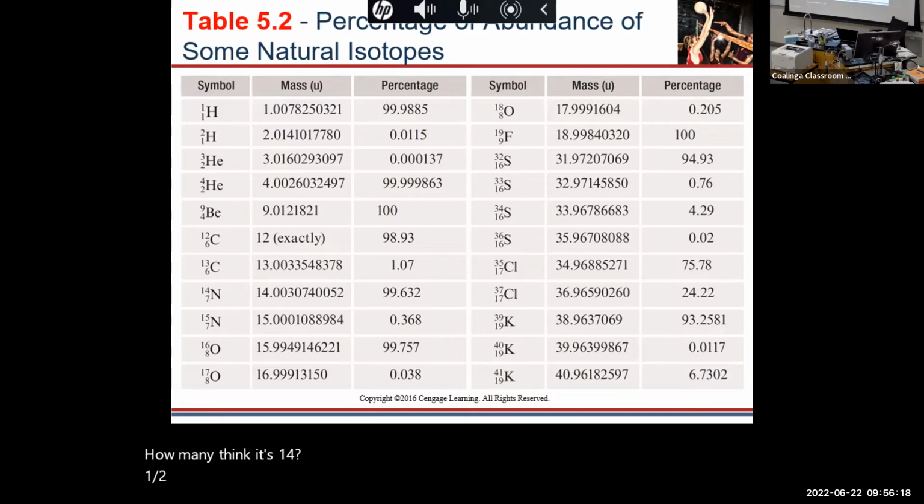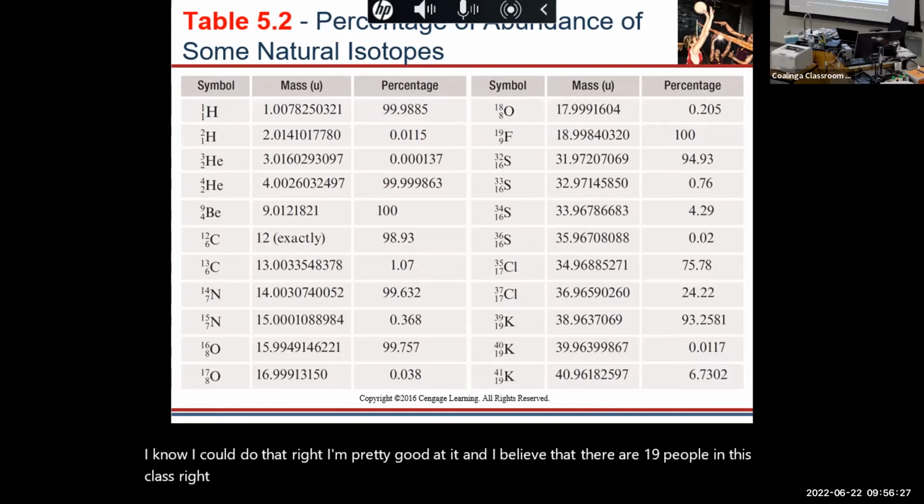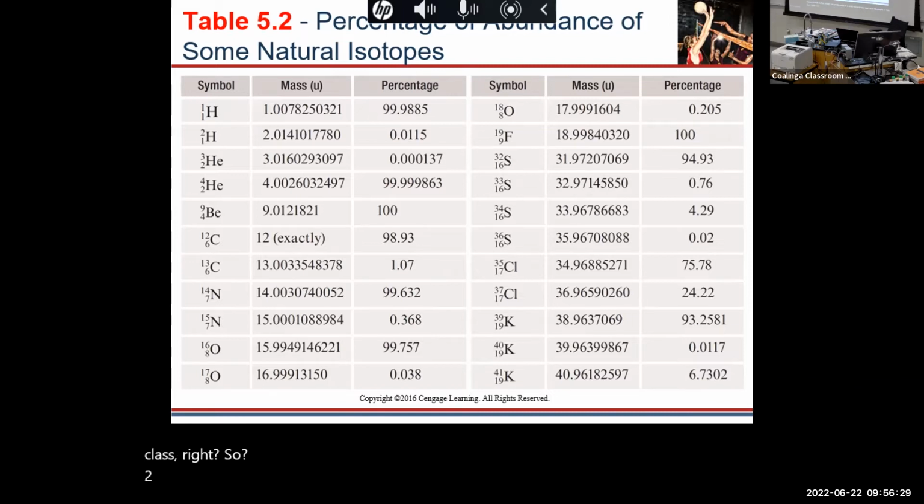Okay. Now, I know I can do math, I'm pretty good at it. And I believe that there are 19 people in this class, right? So 2 plus 9 does not equal 19, does it? Then who didn't vote? You don't vote, you get minus points. I'll figure it out too.